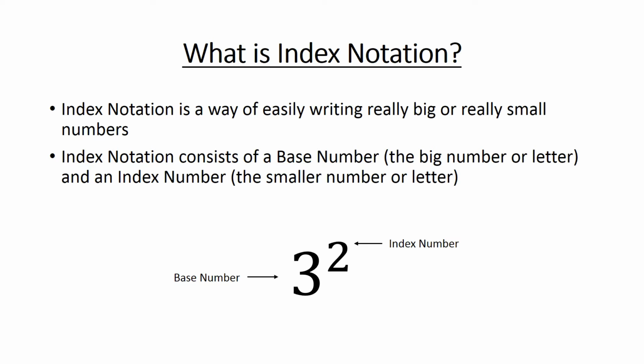And it usually consists of a base number, which is the big number. So as we can see here, the 3. And it also has a smaller number, which is the index number. And you can see that as the 2.